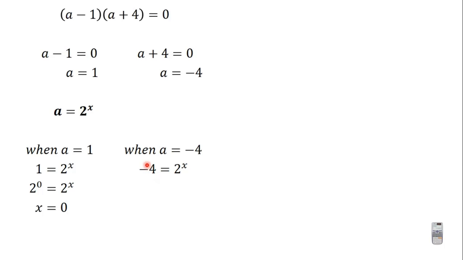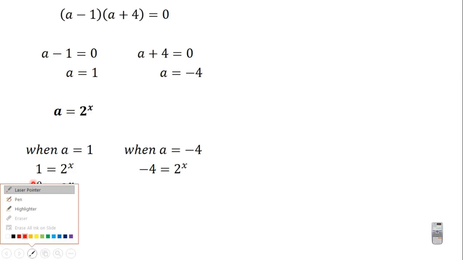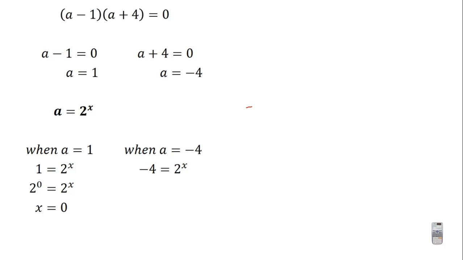But we can't express minus 4 in index form such that it has a base of 2. Remember that minus 4 is not equal to 2. If you express minus 4 in exponent form, we are going to have minus 2 exponent 2. But the expression here is minus 4 is equal to 2 exponent x. So we are going to have minus 2 exponent 2 is equal to 2 exponent x.